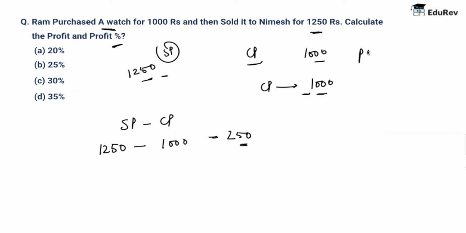Now profit percentage is going to be nothing but profit upon CP into 100. So profit percent is going to be profit, that is 250 upon CP. CP is going to be 1000 into 100. So when I solve this, then profit percentage is going to be what? 25%. So the correct option is option number B, that is 25%.